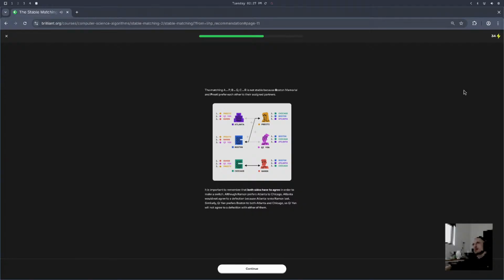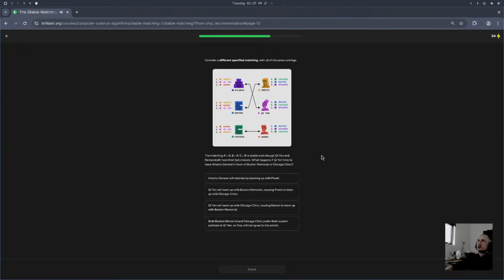Matching APBQCR is not stable because Boston Memorial and Peretti prefer each other to their assigned partners. It is important to remember that both sides have to agree in order to make the switch. Although Ramon prefers Atlanta to Chicago, Atlanta would not agree to a defection because Atlanta ranks Ramon last. Similarly, Kiyen prefers Boston to Atlanta and Chicago, so Boston will not agree to a defection with either of them.